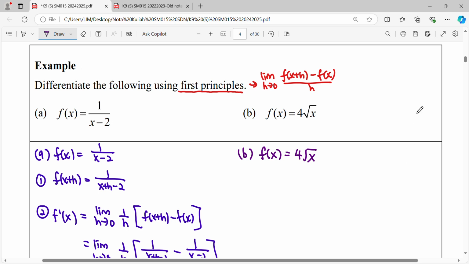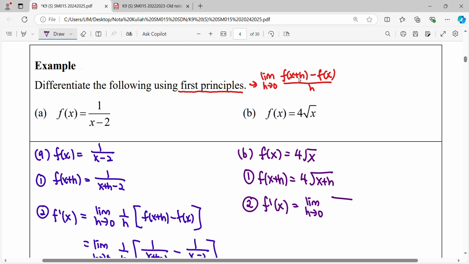Alright, so for question B, same. For the first step, when you want to use first principle, we find f(x+h), so 4√(x+h). Then the second step is to put it into the formula of first principle, limit h approaches 0.